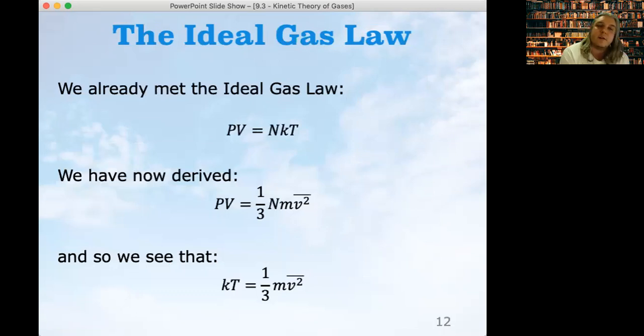Because if we compare it with the ideal gas law, PV equals NkT, we can see that both of them have PV on the left, they've both got an N on the right, and so that means that the kT on the right in our ideal gas law must be equal to the 1/3 m v squared average on the right of our derivation. And so that's the last equation there. kT is equal to a third times the mass times the average of the square velocities. So what's that telling us?